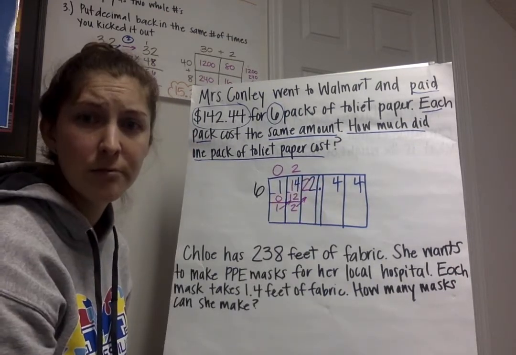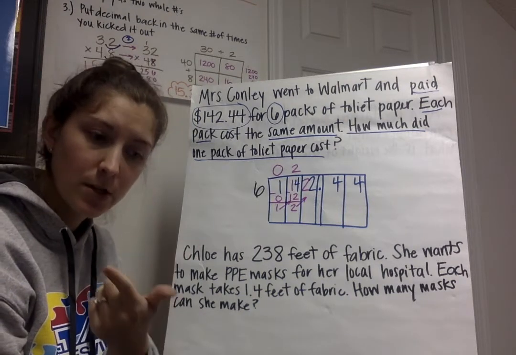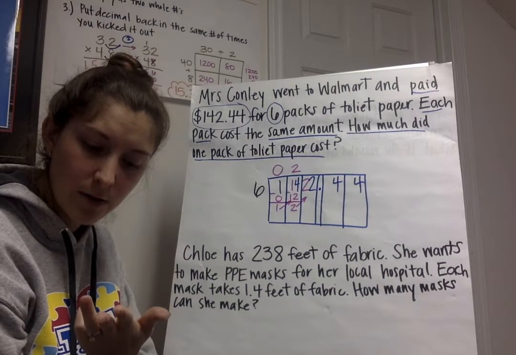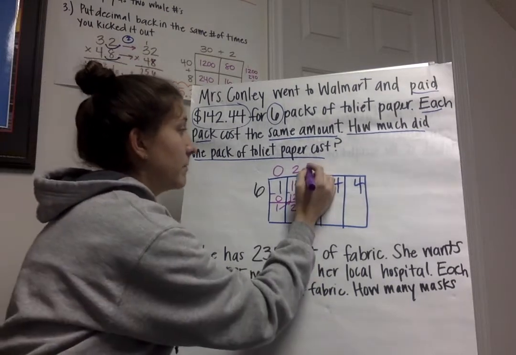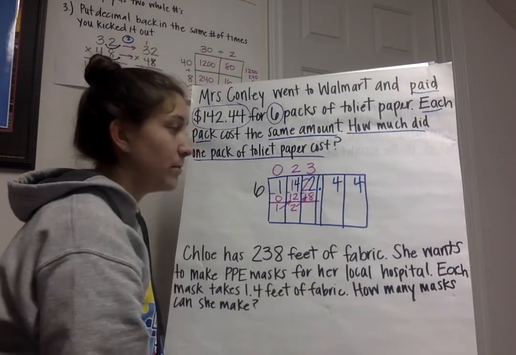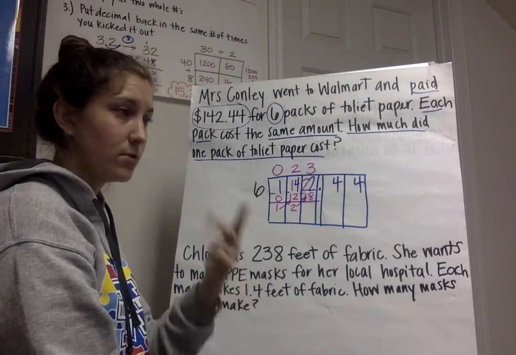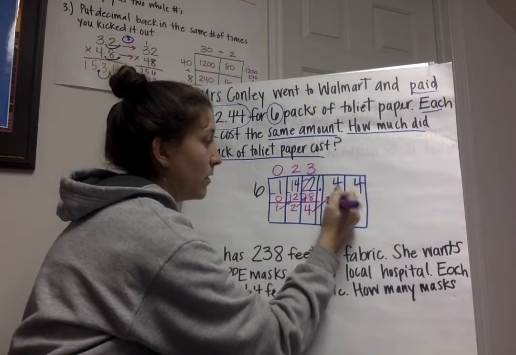Then I have 22. How many times can 6 go into 22? Let's think about that. 6, 12, 18, 24. 24 is too big. It can only go in there 3 times. So I'm going to put my 3 up top. 3 times 6 is 18. 22 minus 18, 18, 19, 20, 21, 22. That's 4. Got to go up and over.